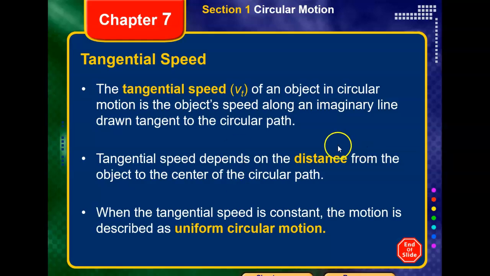Now, notice how it says tangential speed here and not velocity. When you have uniform circular motion, it means that its rotation rate is the same, which means that it's constantly changing direction. Because it's constantly changing direction, its velocity is going to change continuously.